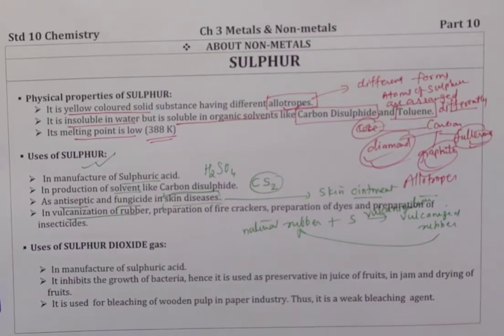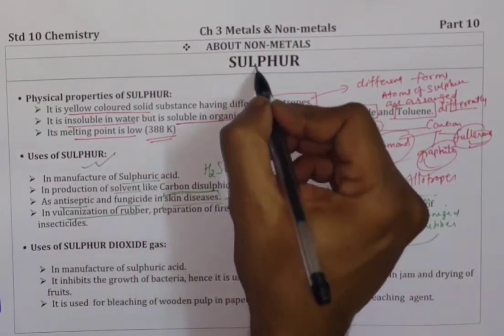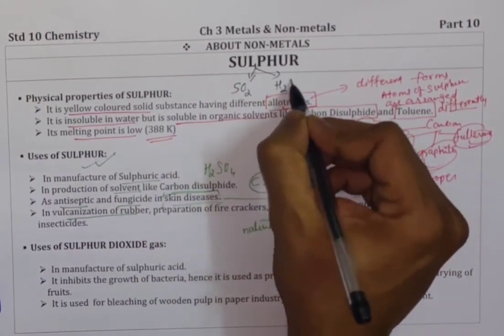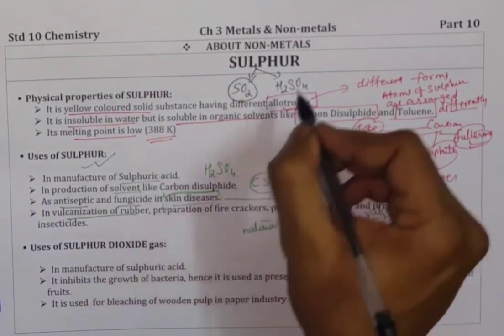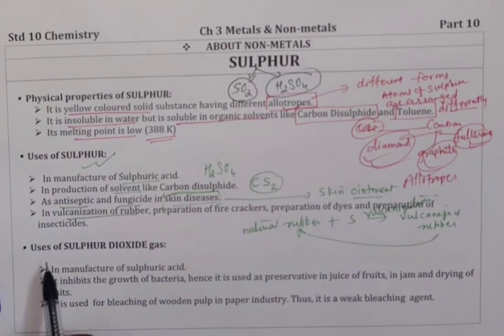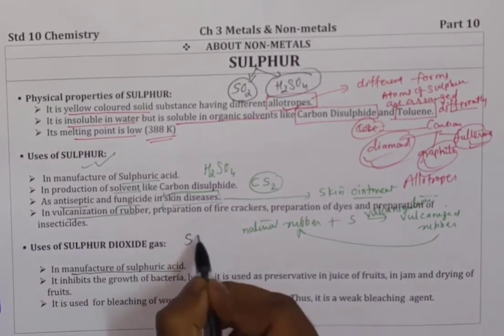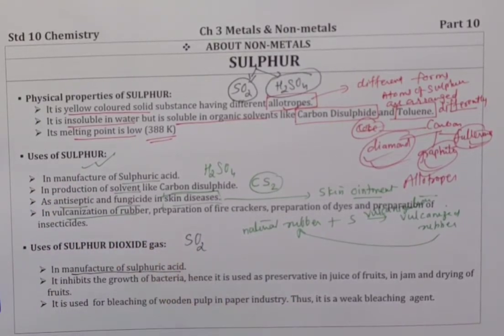All right, children. After learning about sulfur, now we shall see some compounds of sulfur. One is sulfur dioxide and next is sulfuric acid. Okay, we will see the uses of sulfur dioxide made from sulfur, and then H2SO4, that is sulfuric acid. Okay, now uses of sulfur dioxide gas. It is used in manufacture of sulfuric acid. It is used in making sulfuric acid. From sulfur we make sulfur dioxide, and from sulfur dioxide, sulfuric acid. Children, this is very important.